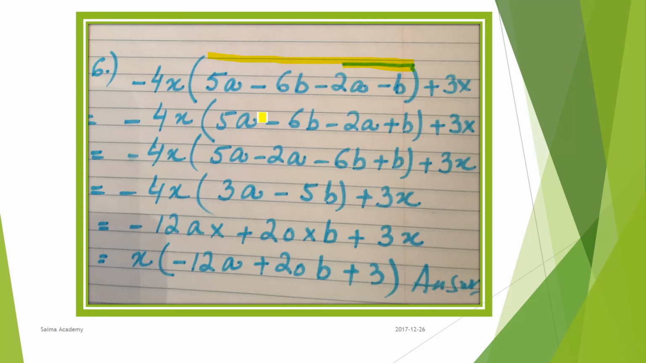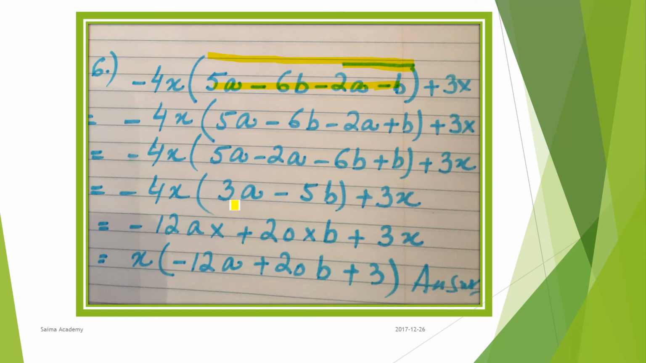Okay. Before going to multiply, we will see if we can simplify anything inside this parenthesis. See, this is 5a, this is 2a. So we will bring it together. 5a minus 2a and then minus 6b plus b. Then 5a minus 2a is 3a, minus 5b, and 3x as it is because it is not in the parenthesis. Now we will do multiplication.